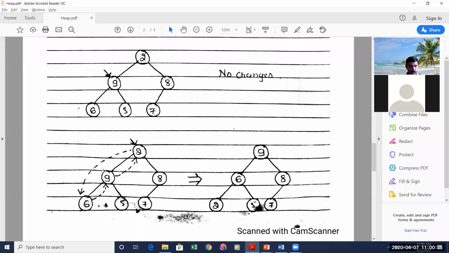If 2 is here, now you check whether the parental dominance holds. So 6 and 5 are the children. Parental dominance doesn't hold because 2 is lesser. So out of these two, 6 and 5, 6 is bigger. Therefore, you have to consider 6. So 6 has to be moved to the position of 9.